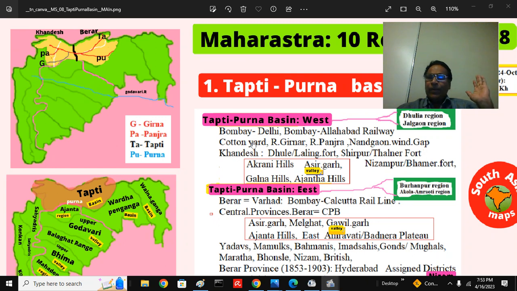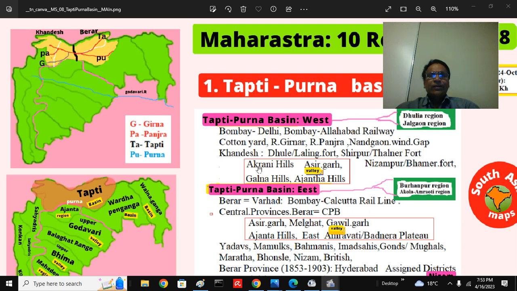It grew plenty of cotton. It is a cotton yard of Bharat itself, especially after the American Revolution in 1776, with the disruption of the trade. Cotton became very important here. This was the Nizam's territory for a lot of years, especially this area.